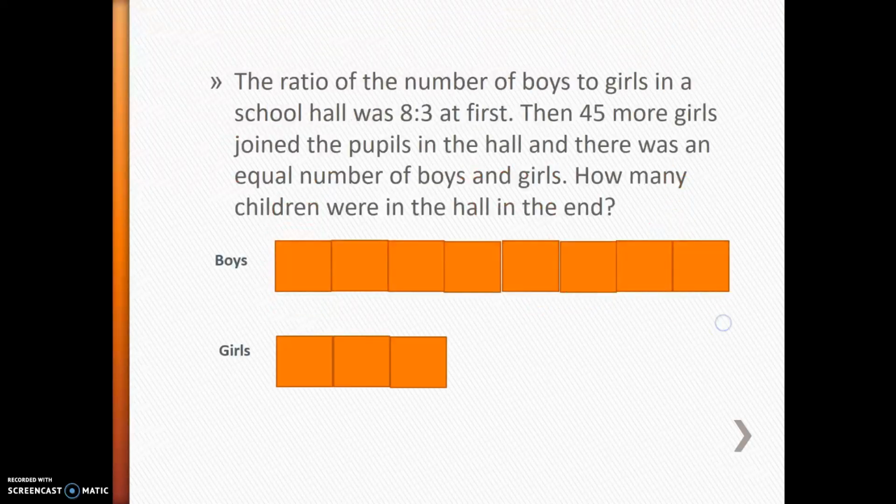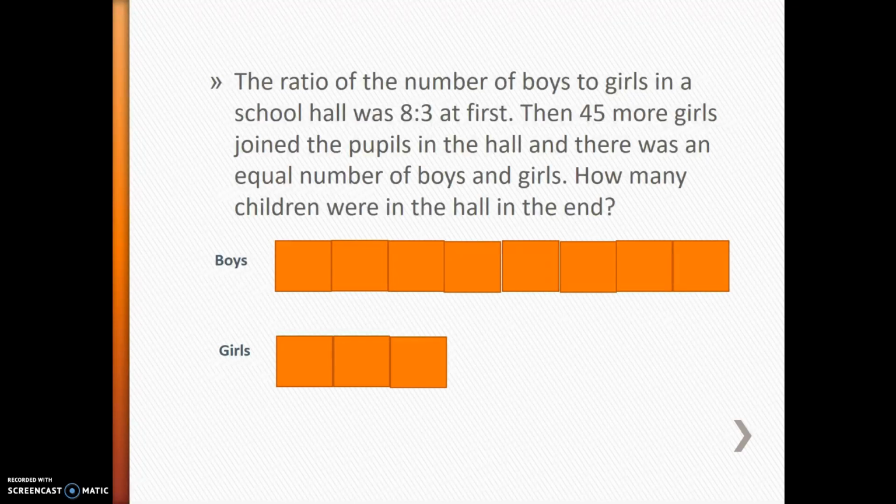All right, next one. Oh, look at that, I already have a graph. Okay, the ratio of the number of boys to girls in a school hall was 8 to 3 at first. Then 45 more girls joined the pupils in the hall, and there was an equal number of boys and girls. How many children were in the hall in the end?